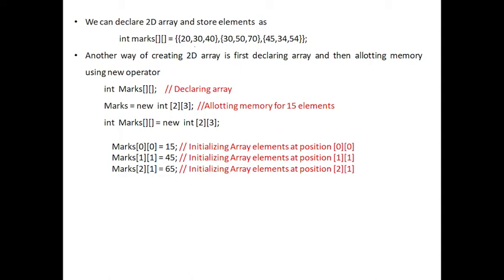So here, if you observe, how many rows are there? This is one row, this is another row, this is another row. It means three rows are there. So the name of this array is marks.